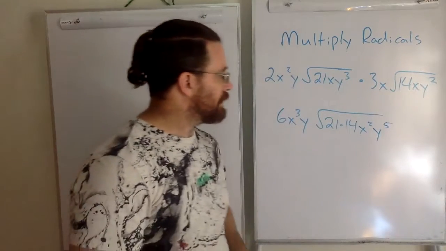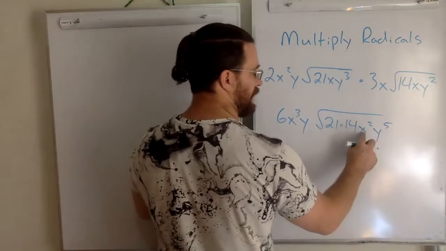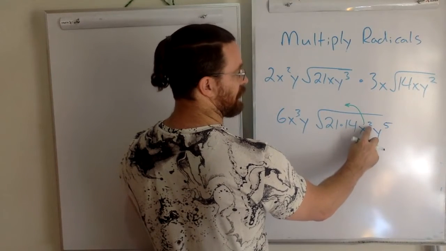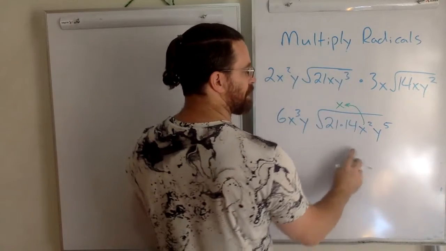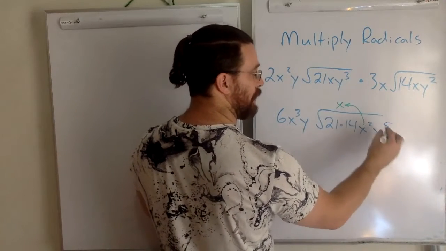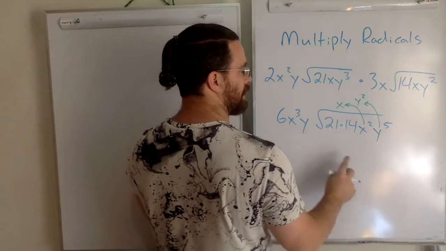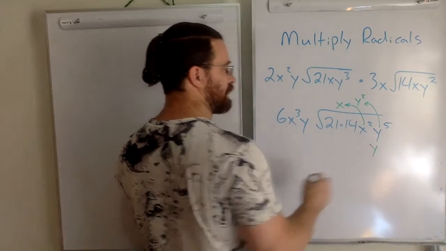Now, I'm going to go ahead and take my variables out really quick. So my x squared, remember, we divide the exponent by 2. So 2 goes into 2 one time. So I'm taking out x to the 1, or just x. 2 goes into 5 twice. So I'm going to take out y to the second power. And you have a remainder of 1. So there's going to be 1 y left over on the inside.